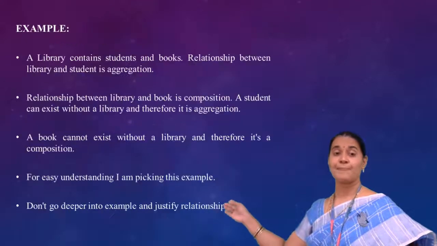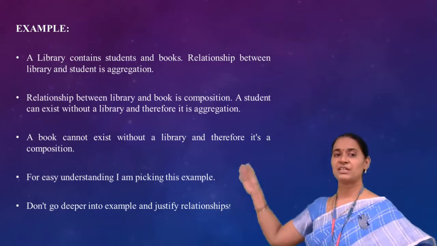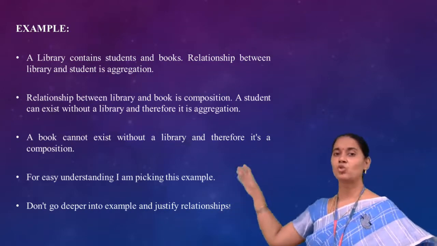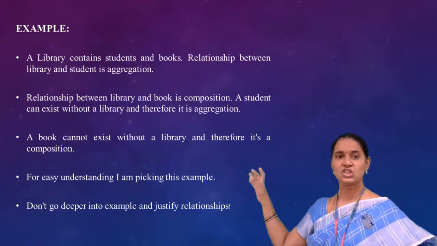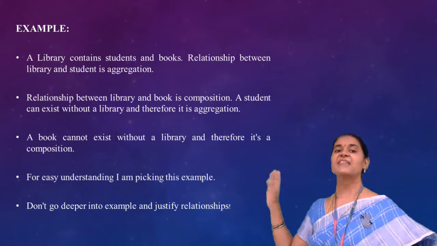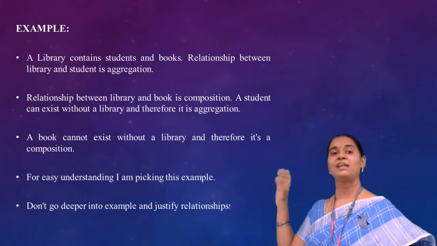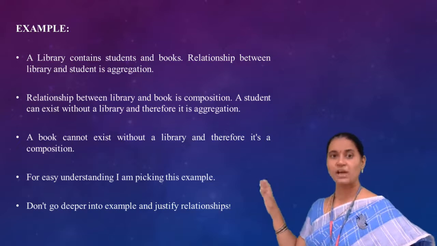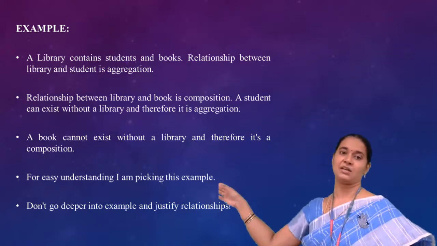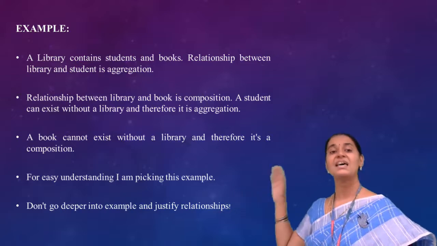Now another example. Consider an example in which I am going to consider three entities: library, students and books. Consider the relationship between library and students. It is aggregation, which means there is no restriction between library and students. If a student wants to, he will go to the library and read the books. There is no restriction on the students, which is called aggregation.